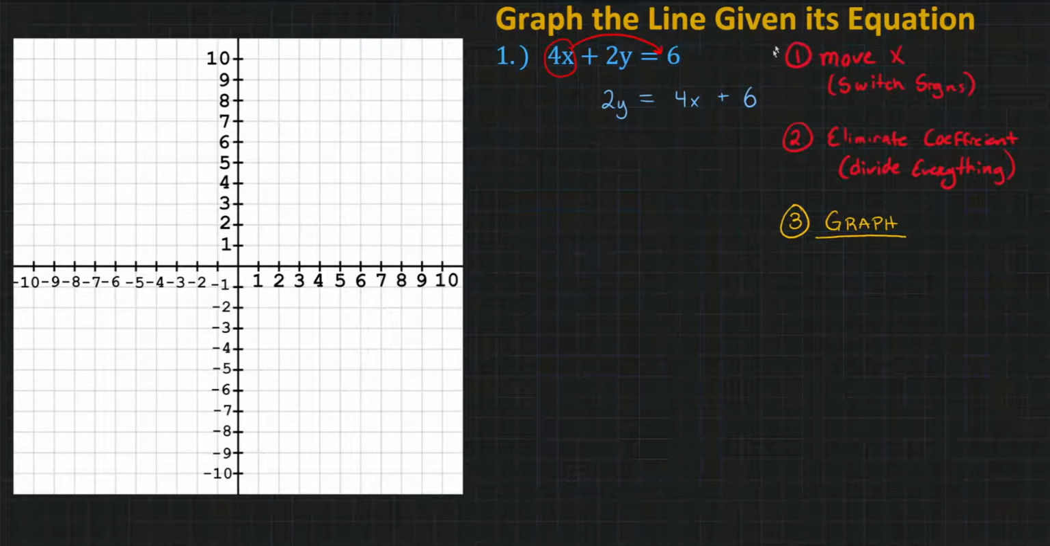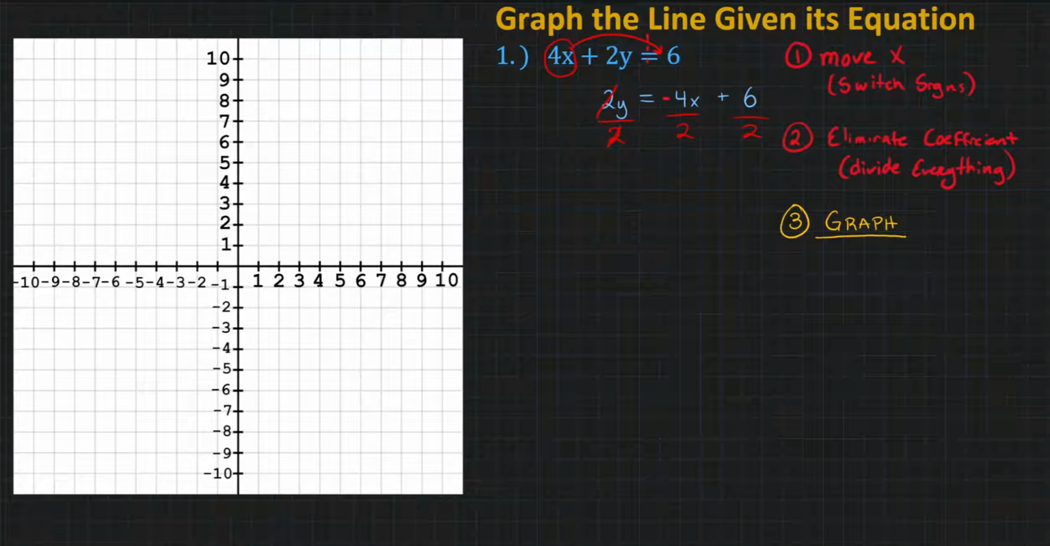Then, remember when we move the x and it crosses over the equal sign, we make it opposite of what it was before. Positive, switch it to negative. Excellent. That's step 1. Step 2, eliminate the coefficient. That's as simple as just dividing everything by the coefficient. Divide by, in this case, 2. 2. 2.